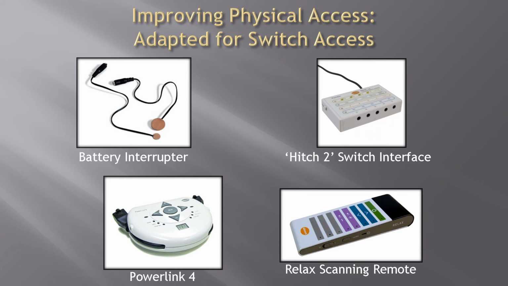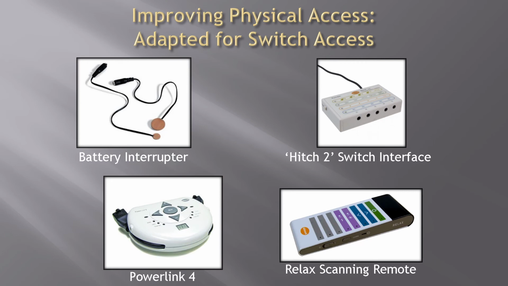The Hitch 2 switch interface in the upper right corner is a switch interface system that can be used with a computer or a smartphone. Up to 5 switches can be plugged into it. It can be set to provide activations like mouse movements or common keyboard commands like enter, spacebar, arrow keys, and other inputs as well.